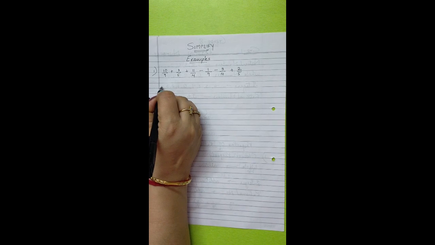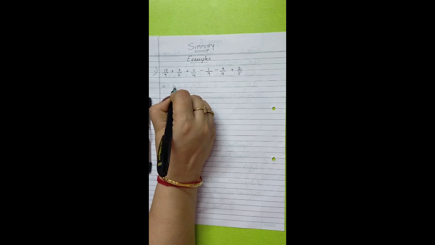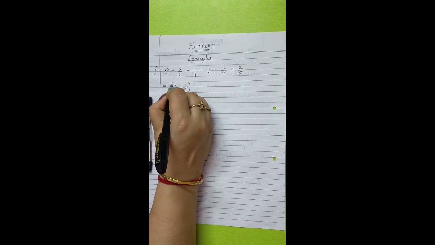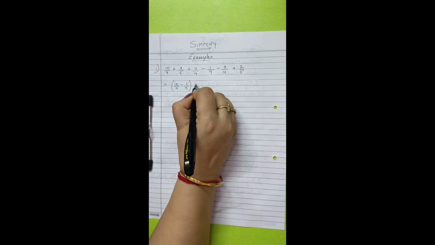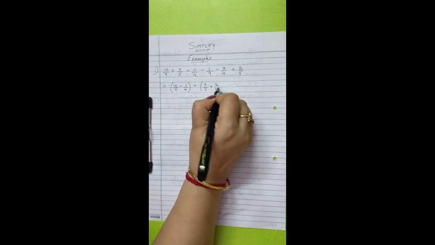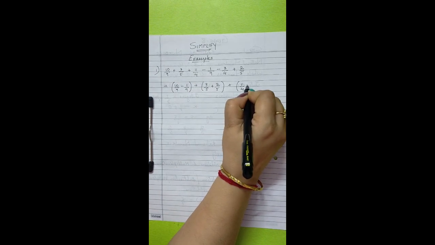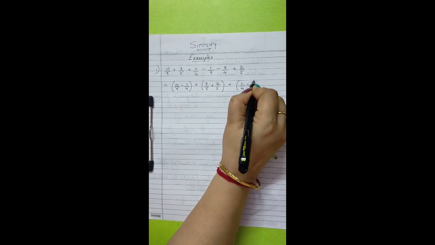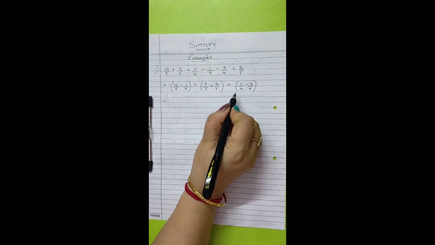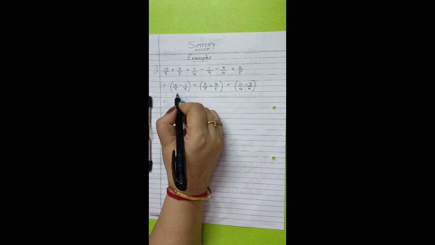So here we will be taking the numbers having the same denominators together. So 10 upon 9 minus 1 upon 9, we will be taking this in one group. Then plus 3 upon 5 plus 2 upon 5 in another group, and plus 11 upon 4 minus 3 upon 4 in another group. Now we will be simplifying these numbers. With the same denominators we can perform addition or subtraction.